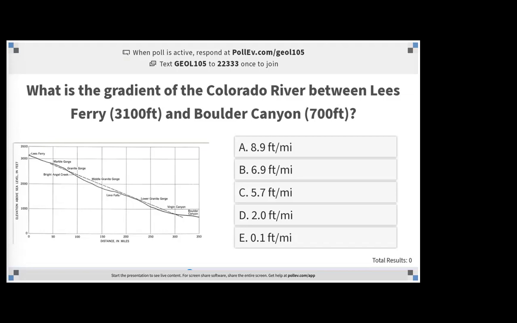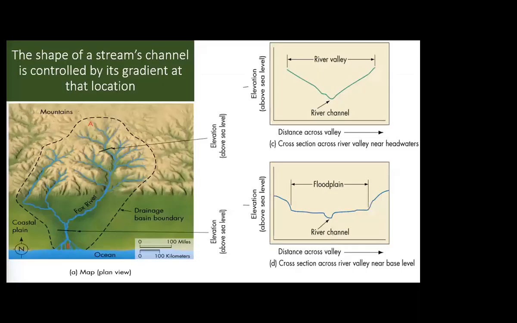Now, in most situations, we're going to be using the same units. So rather than it being in miles, we would use feet. So that's how we get our unitless number. But in this case, just to keep the math easy, we chose feet per mile. So very good.